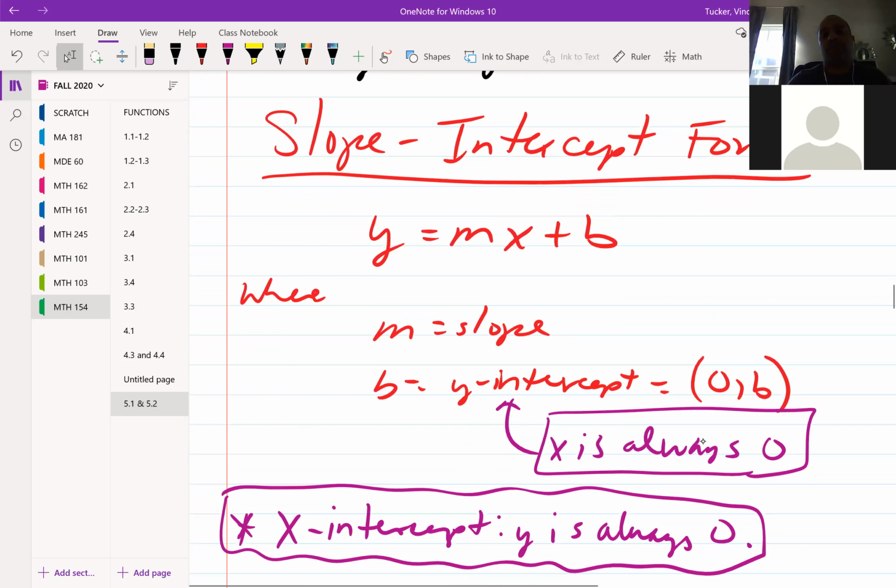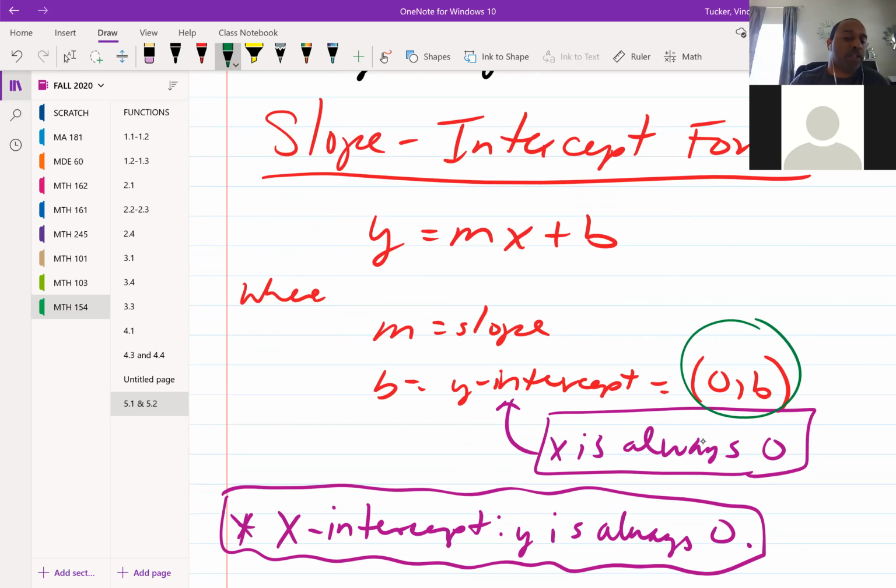Also, we have our slope-intercept form, which is y equal to mx plus b, where m is your slope and b is your y-intercept, and it has the coordinates of (0, b). So your y-intercept will always have the coordinates of 0 and whatever that number is. x is always 0 for your y-intercepts. And as a side note, for your x-intercepts, y is always 0. So it's always the opposite. If you're looking at your y-intercept, x is always 0. If you're looking at your x-intercept, y is always 0.